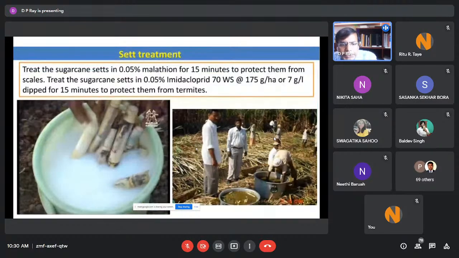Generally, this root dipping is done because it goes into the system, and thus it gives protection from the insects. And the seed treatment in sugarcane, you know, there are smaller pieces, like 8 to 10 inches. These sets are cut, and treatment of this is very important because some kind of disease, some kind of pest may affect them. So treatment of sugarcane sets with 0.05% malathion for 15 minutes to protect them from scales. Treat the sugarcane sets in 0.05% imidacloprid 70 WS at the rate of 175 gram per hectare and 7 gram per liter. Dip for 15 minutes to protect them from the termites.